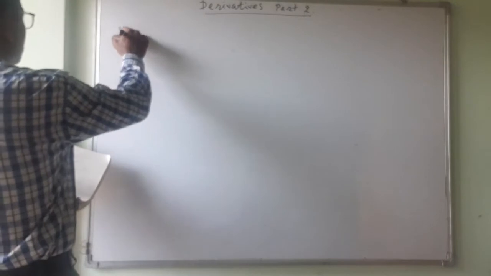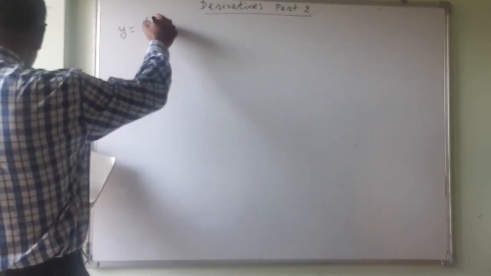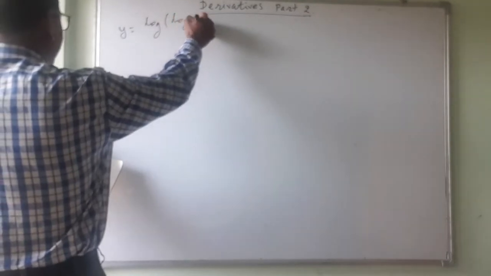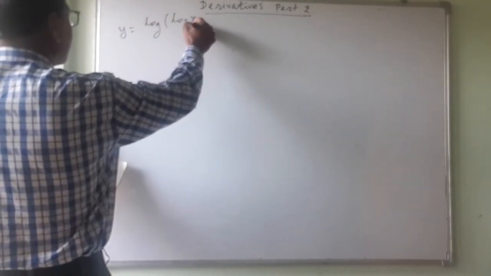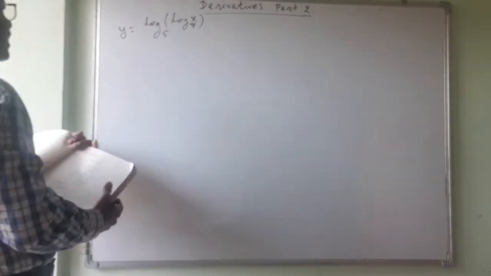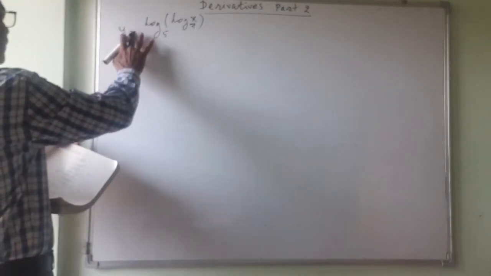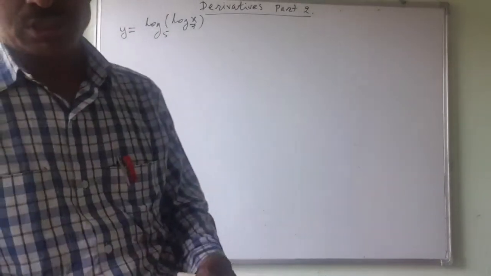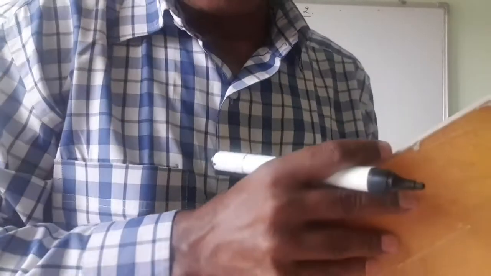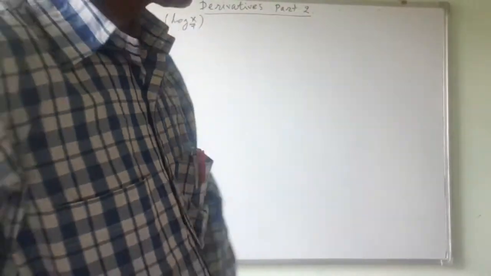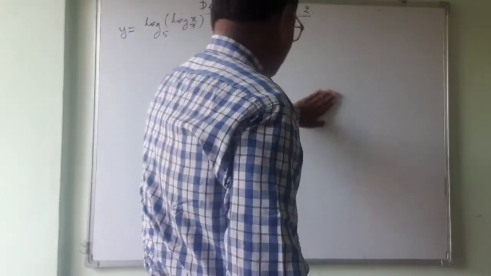Y is equal to log of x to the base 7, and here the base is 5. Find dy by dx. A very important question for the competitive exams also. This is an important question for the board also. Though its weightage is hardly 2 marks, it is an important question.